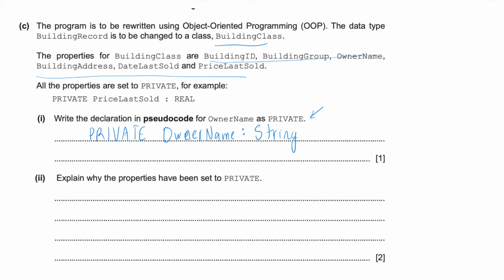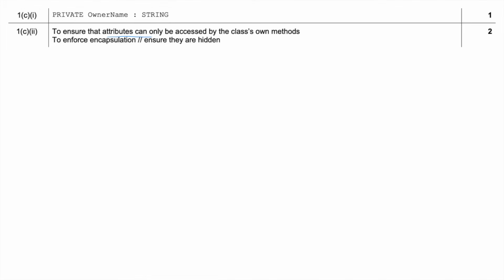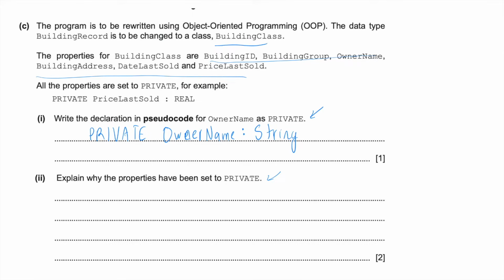And that's it. Explain why the properties have been set to private. So ensure attributes can be accessed only by the class's own methods. So this is if we don't want to be able to access variables or attributes outside of a class. So I'm not going to go into any more depth into object-oriented programming in this context because this is covered in full in another topic for which I'm going to make a video, topic 20. So that being said, let's move on.